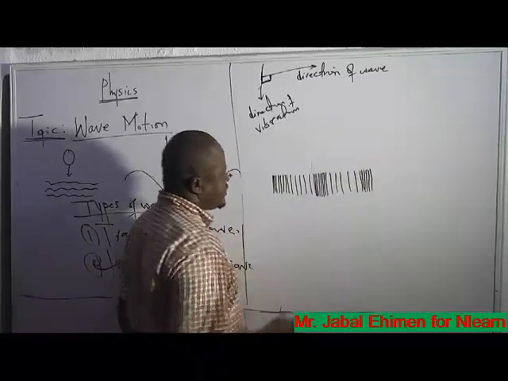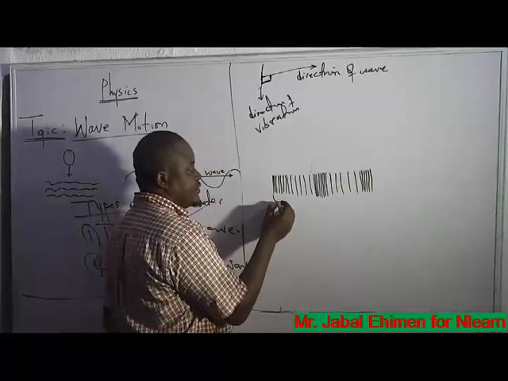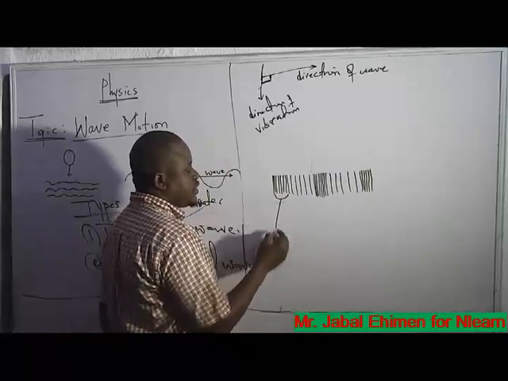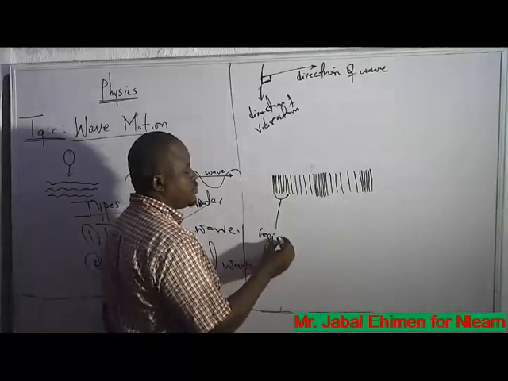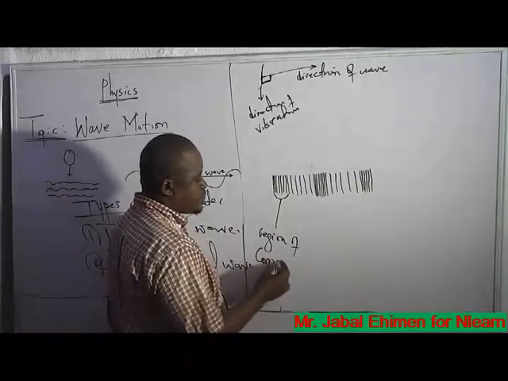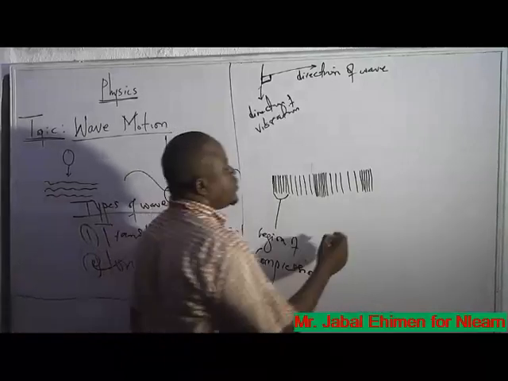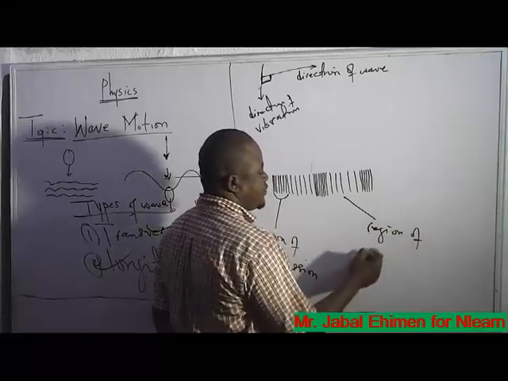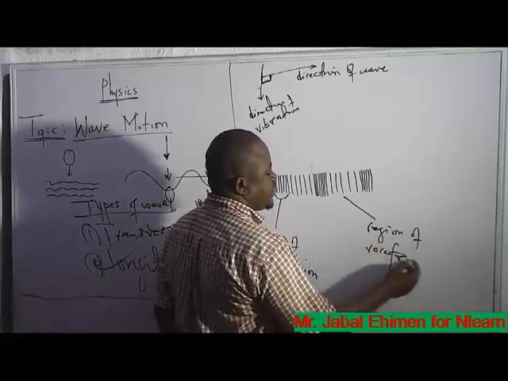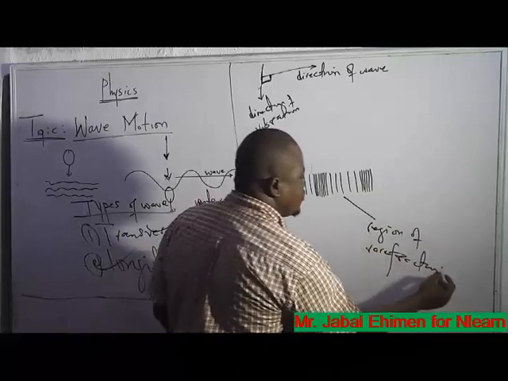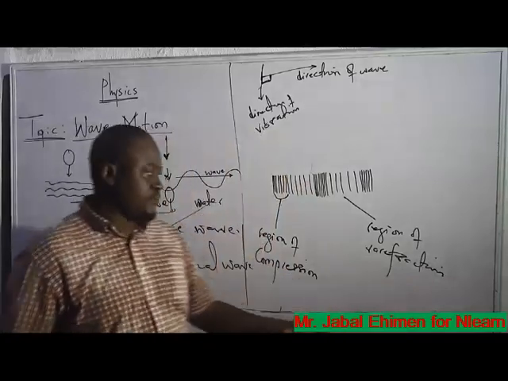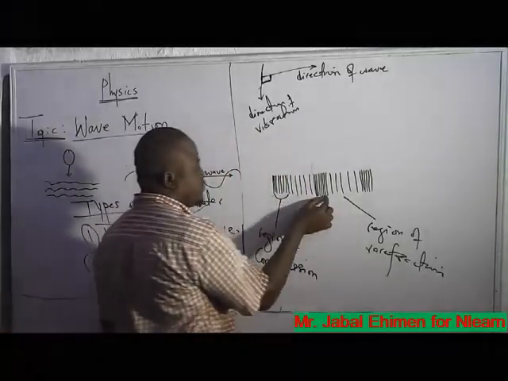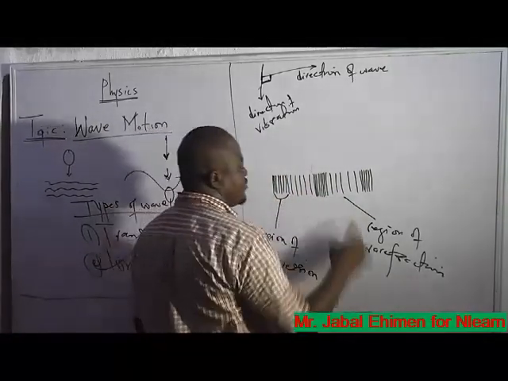So you observe that this region where it's tight is called the region of compression. But this region where it's free is called the region of rarefaction. So it's a region of compression and a region of rarefaction. This is a region of compression, a compression and a compression. But these free regions are regions of rarefaction.